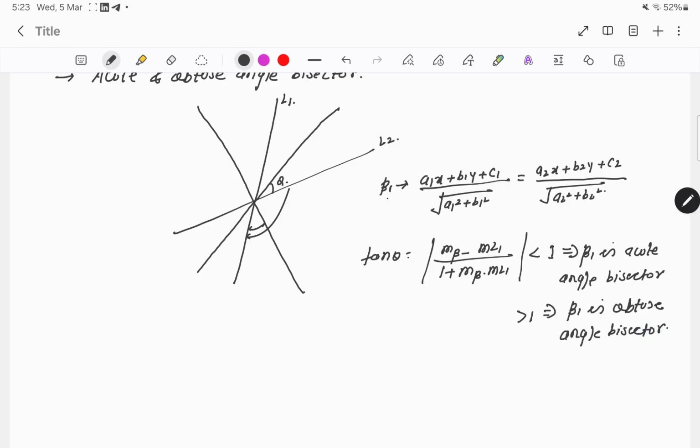Okay, simple. See, once again I am explaining. This is line L1, and this is one of the angular bisectors, beta 1. Now you know the slope of this line and you know the slope of line L1. Now find tan theta. If tan theta is less than 1, then beta 1 is the acute angle bisector. If tan theta is greater than 1, then beta 1 is the obtuse angle bisector.